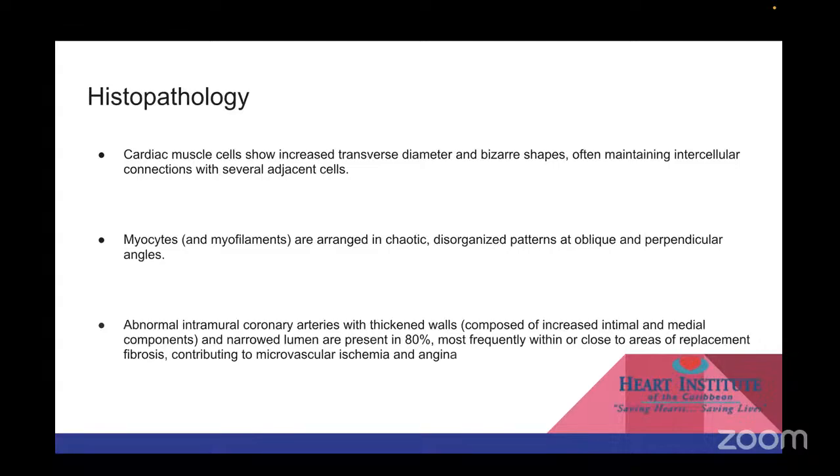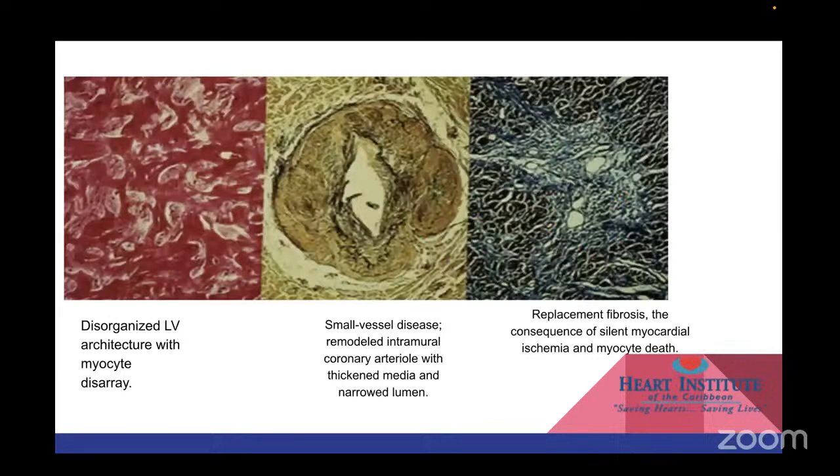Just quickly looking at the histopathology, we can see that there's disorganized left ventricular architecture with myocyte disarray. There's also small vessel disease, remodeled intramural coronary arteriole with a thickened media and narrowed lumen. So that links back into the pathophys of the myocardial ischemia. And then replacement fibrosis, the consequence of silent myocardial ischemia and myocyte death. This myocardial ischemia then results in fibrosis.